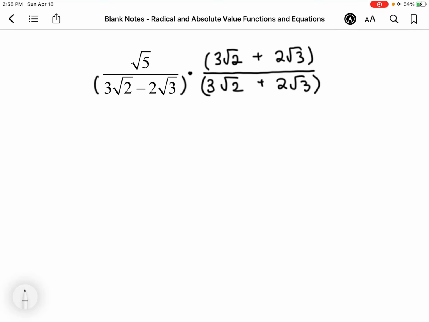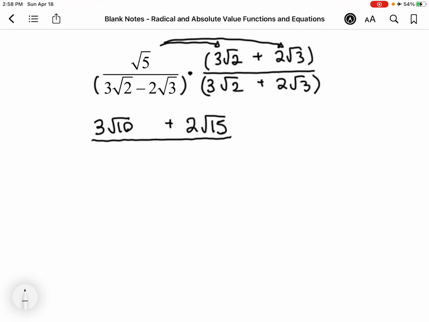Okay, and so in the numerator, when we distribute here, we're going to get root 5 times 3 root 2 is 3 root 10, plus root 5 times 2 root 3 is 2 root 15. And then in the denominator, here, well, 3 times 3 is 9. And root 2 times root 2 is 2.